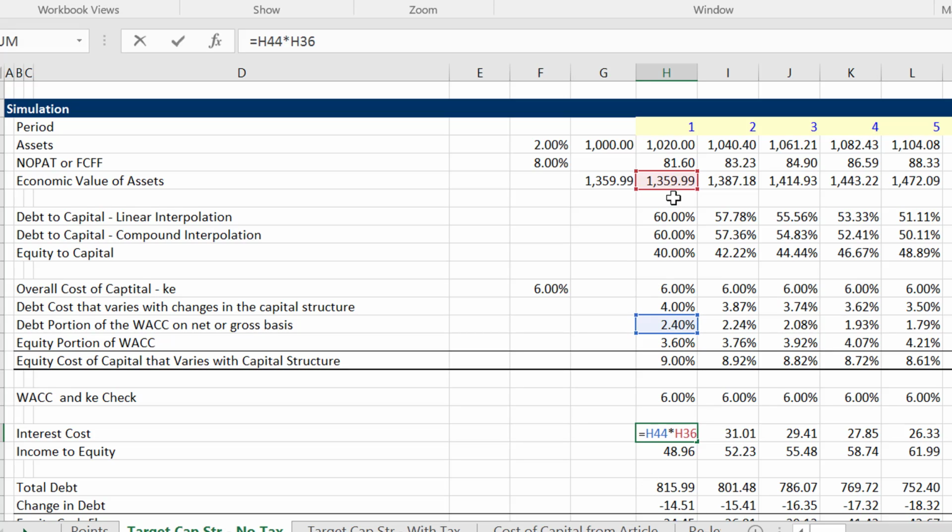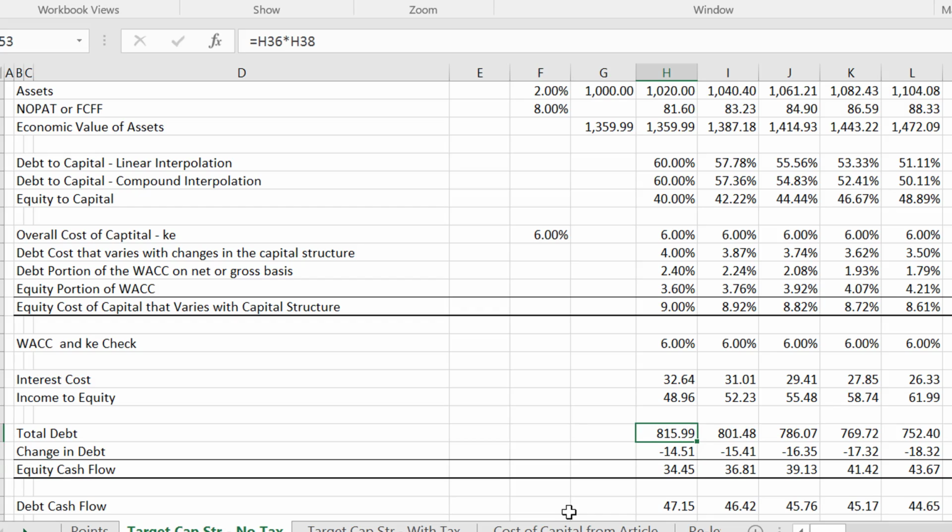I could have taken the value of the assets multiplied by the debt percent times the cost of debt, and then we say how much income goes to equity. Now that's not exactly the same as the equity cash flow, because we have to change the value of the debt. The debt is the total value of the company multiplied by the debt to capital percent. Now that changes, and when the debt goes down, that's a negative cash flow. We got to pay it off.